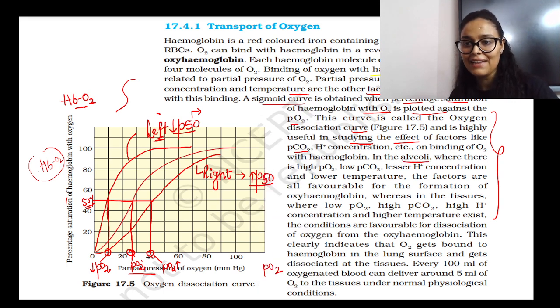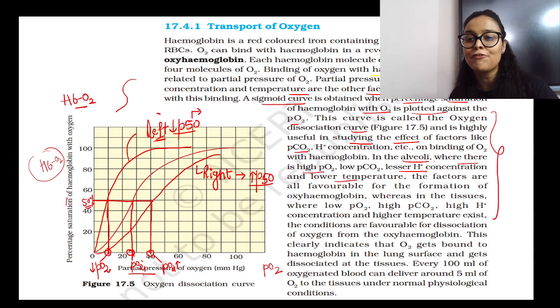And in the alveoli, so they are talking about the lungs now, okay? In the lungs, where there is high partial pressure of oxygen, low partial pressure of CO2, less hydrogen ion, and low temperature, all these factors are like a support system for the hemoglobin, right?